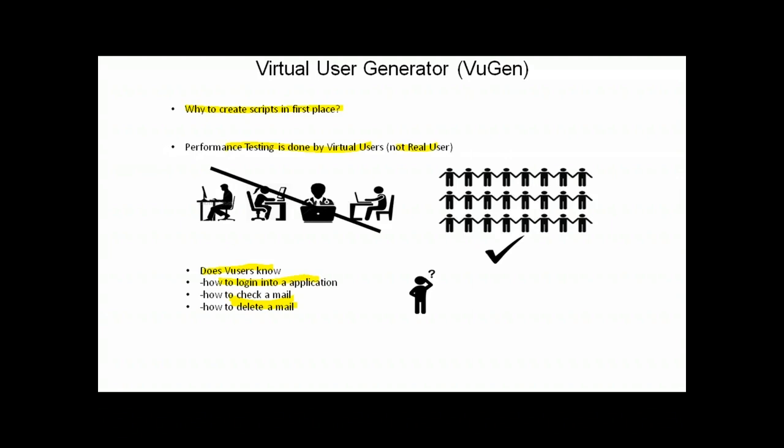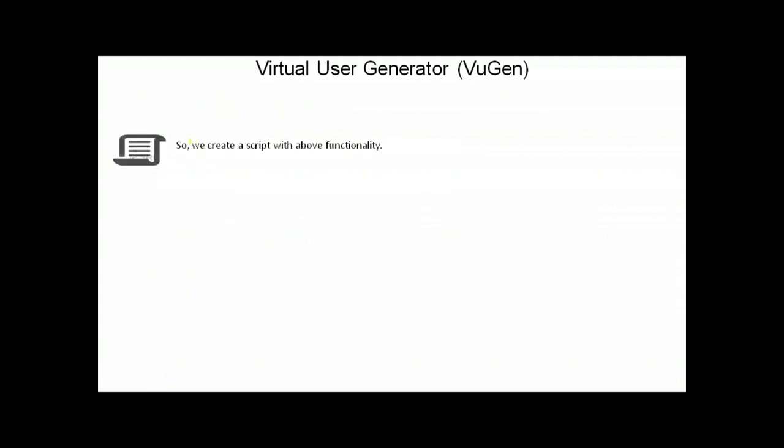So what is this functionality? Logging into the application, checking the mail or deleting the mail. So we need to create the scripts with the above functionality. Let's see how we train these virtual users. We create the scripts with the above functionality. The above functionality is logging in, checking the mail, composing the mail, deleting the mail, attaching the mail. So we'll create the scripts with the above functionality.